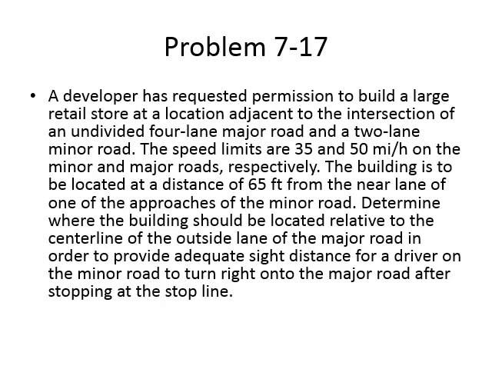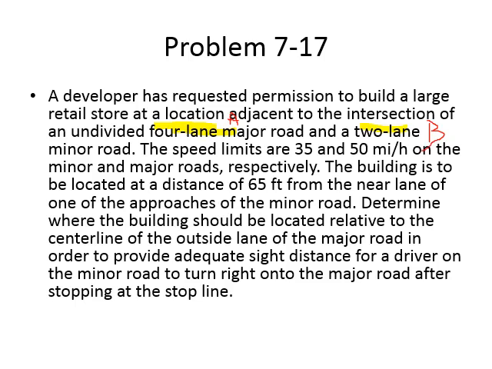So we have another example. A developer, meaning the owner of a plot, has requested permission to build a large store adjacent to an intersection of two roads. One of them is a 4-lane major road. The other one is a 2-lane minor road. The major road is normally taken as A and the minor road is normally taken as B. So this one will become the A road, and this one will become the B road.